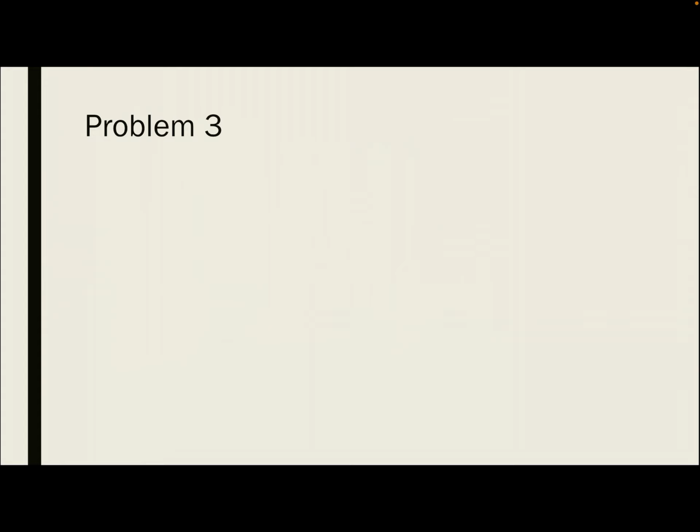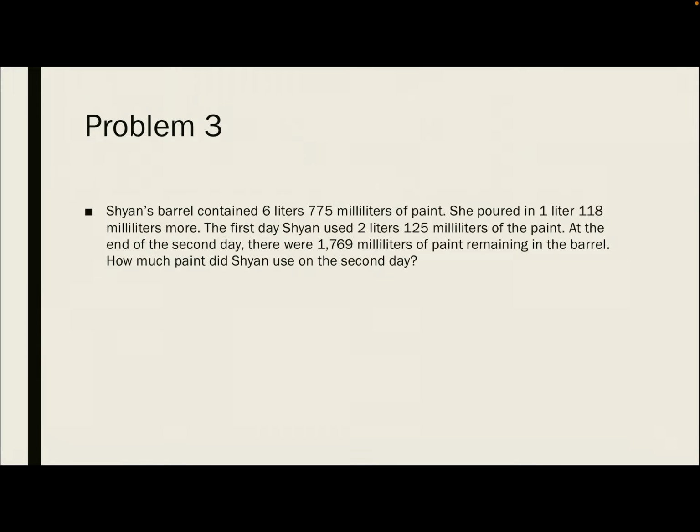All right, let's move on to problem number 3. This is the last problem we're going to do together. It says Cheyenne's barrel contained 6 liters, 775 milliliters of paint. She poured in 1 liter, 118 milliliters more. The first day, Cheyenne used 2 liters, 125 milliliters of the paint. At the end of the second day, there were 1,769 milliliters of paint remaining in the barrel. How much paint did Cheyenne use on the second day?